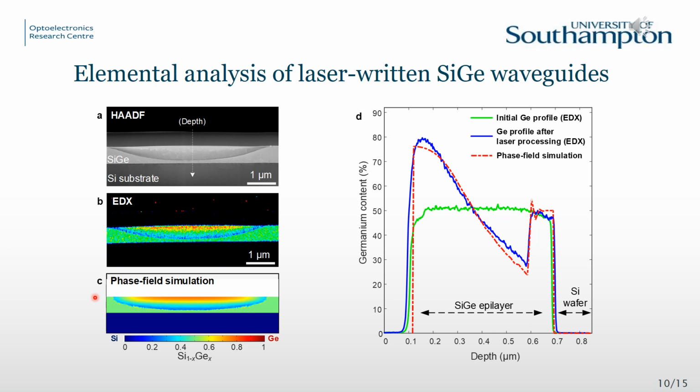Figure C shows the simulated silicon germanium composition at the cross-section, revealing the 2D spatial redistribution of germanium in the germanium-rich core and silicon-rich cladding. The one-dimensional depth profile of the germanium concentration was also calculated and compared with the EDX data in figure D. Simulated two-dimensional and one-dimensional germanium profiles agree quantitatively well with the experimental data measured by EDX, which has an error margin of ±5%.